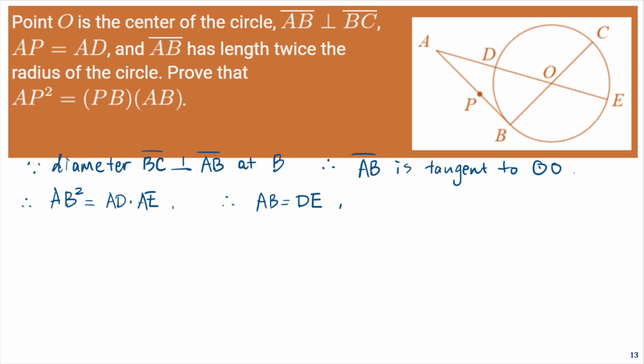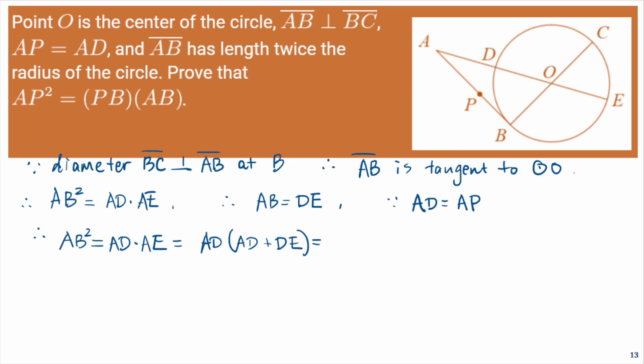Since we are also given AD equals AP, we have AB squared equals AD times AE, which is AD times AD plus DE, which equals AP times AP plus DE, which equals AP times AP plus AB, right?